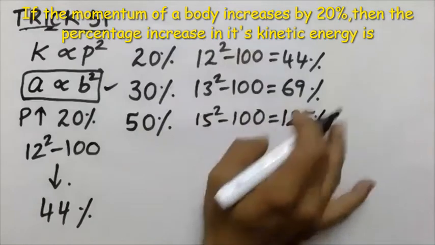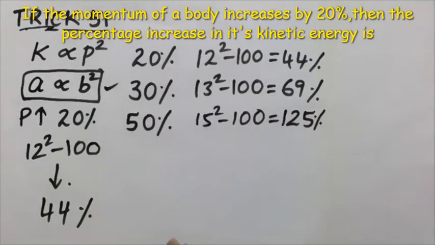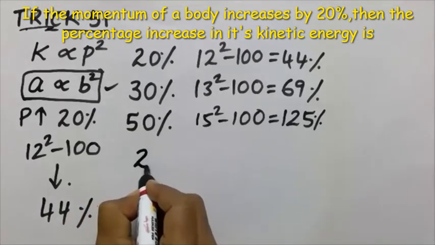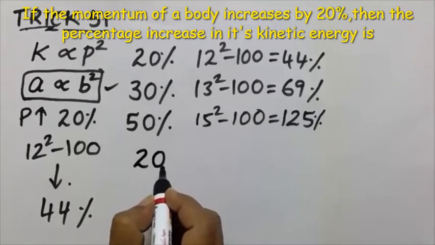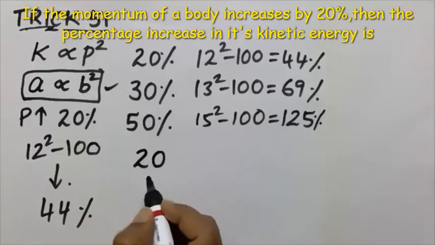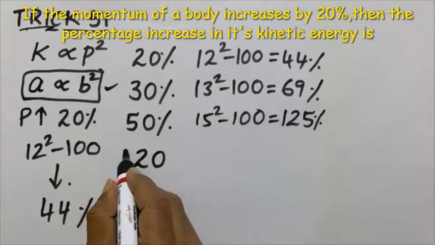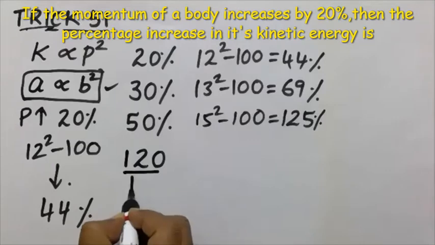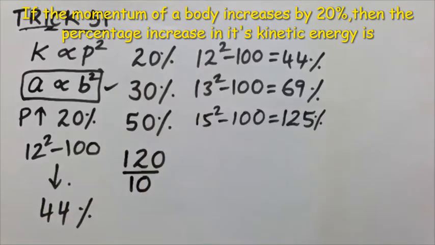So how did we get this? How did we get this 12, 13, 15 here? I'll explain. Looking at this 20, add 100 to this 20, or add this 20 to 100. What will you get? 20 plus 100 is 120. Divide that by 10, then what will you get? 12. So this is the 12.